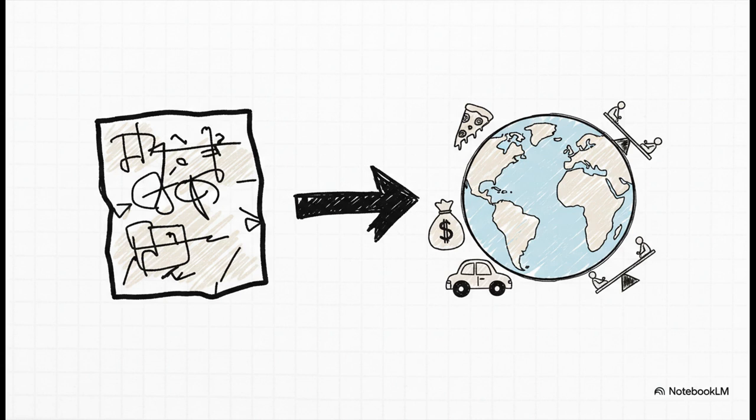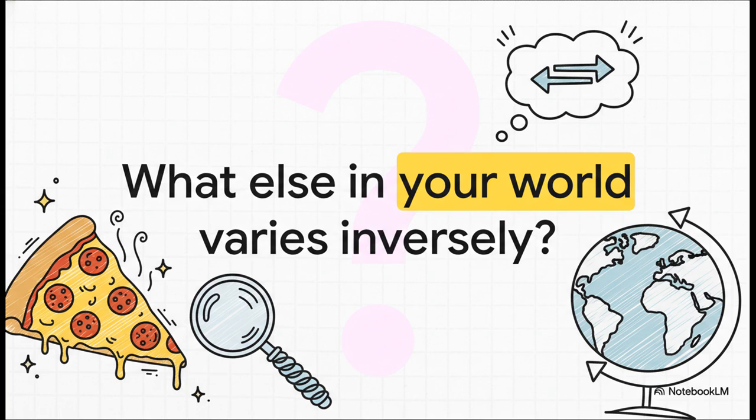So here is the huge idea to take away from all this. Inverse variation isn't some weird, abstract thing you're only going to see on a math test. No way! It's a real pattern, a rule that explains how tons of things in our world balance themselves out. So now that you know the secret, here's a final thought for you. The more you start looking for this pattern, the more you're going to see it. So what other things in your life follow this exact same rule? Once you start noticing, I'm telling you, you'll never look at the world, or pizza, the same way again.